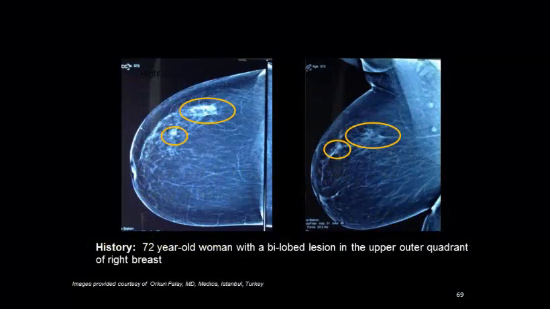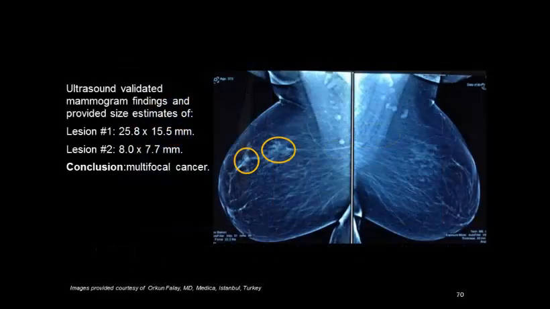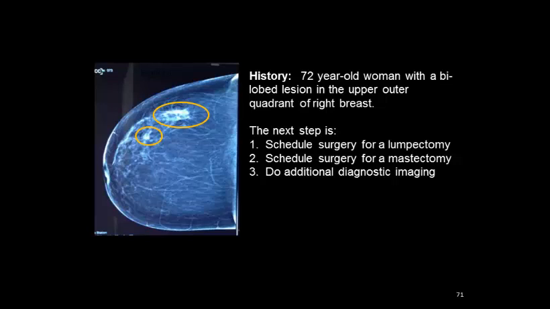Clinical case. 72-year-old woman with a bilobed lesion in the upper outer quadrant of the right breast. Let's look at that MLO view. Here's the MLO. We can see good pectoralis muscle. The ultrasound validated the mammographic findings, and these are the sizes provided by the mammogram. Conclusion was multifocal cancer. Question. The next step for this patient is schedule surgery for lumpectomy, schedule surgery for mastectomy, do additional diagnostic imaging.